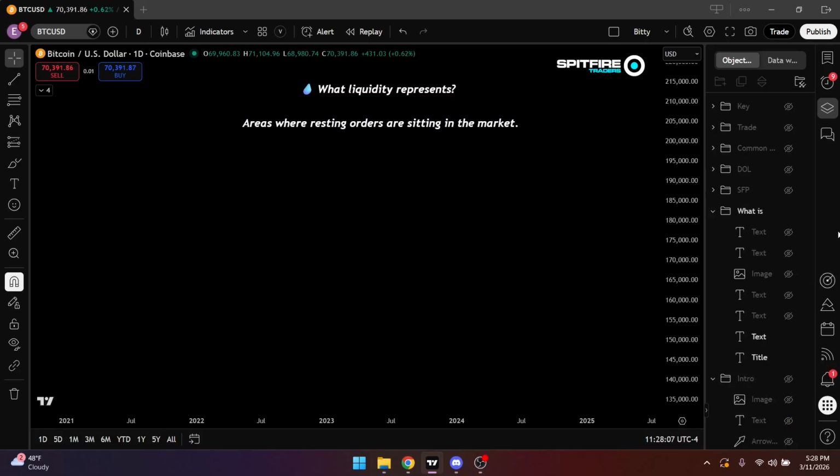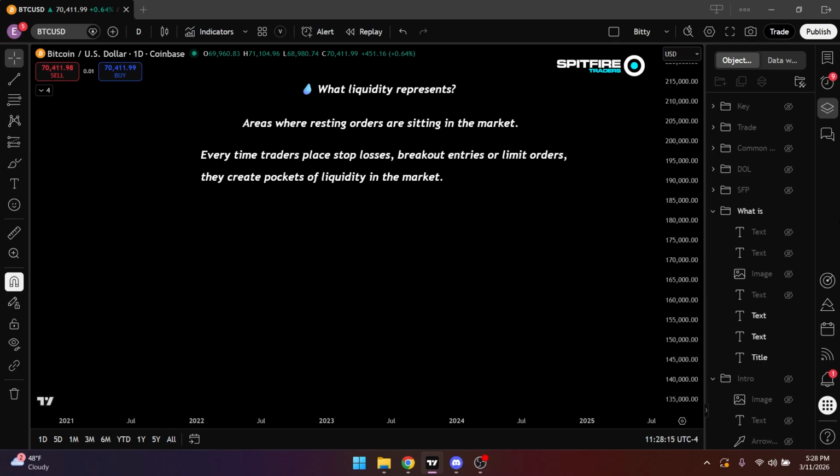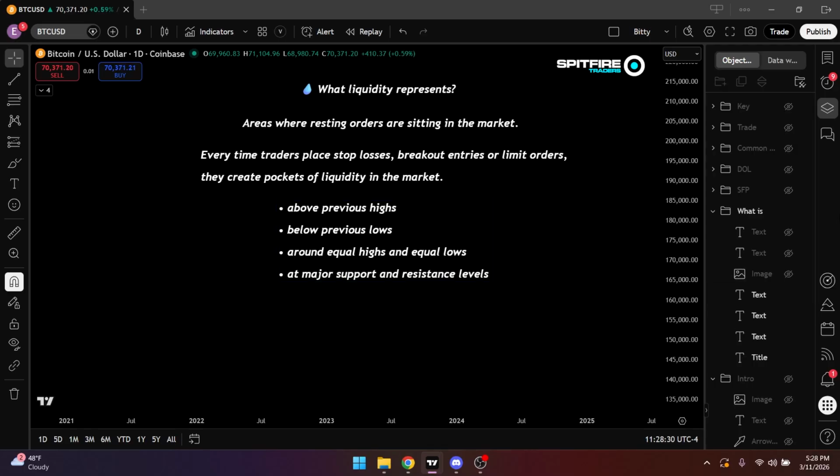Liquidity simply means areas where resting orders are sitting in the market. Every time traders place stop losses, breakout entries, or limit orders, they create pockets of liquidity in the market. These orders often cluster around very obvious areas on the chart: above previous highs, below previous lows, around equal highs and equal lows, and at major support and resistance levels. Because these levels are easy to identify, many traders place their orders there. And all of those orders create pockets of liquidity. And the market moves toward those areas because large participants need liquidity to execute their trades.